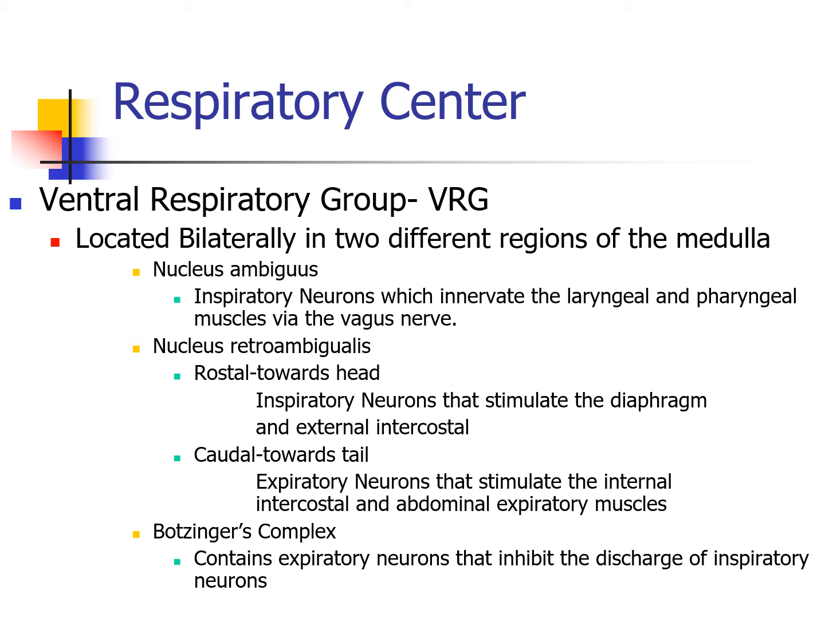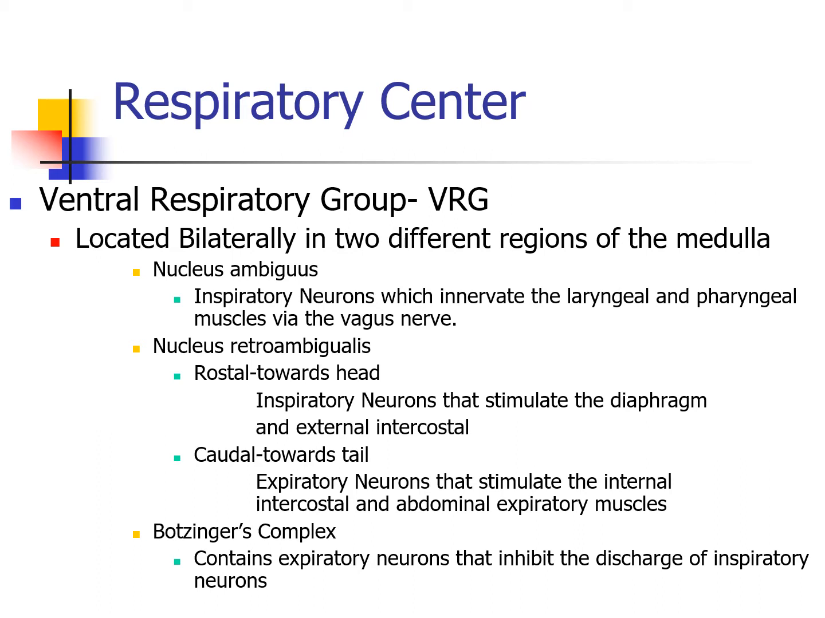So the VRG, remember, is the very powerful friend. This one has both inspiratory and expiratory neurons, so we can do forced inhale, forced exhale. This is also located in the medulla oblongata, but in a different region. The other one was posterior. So the VRG is in a different region of the medulla, and we'll look at a picture after this.